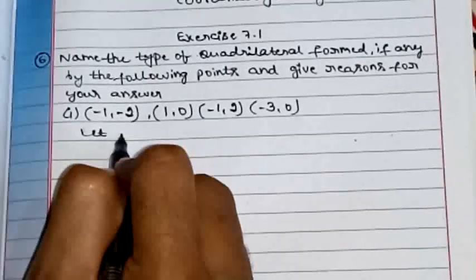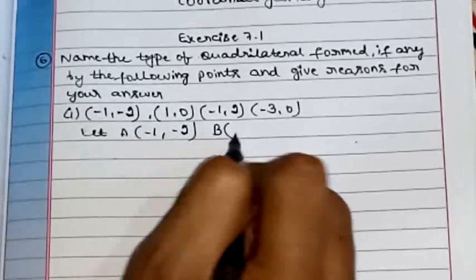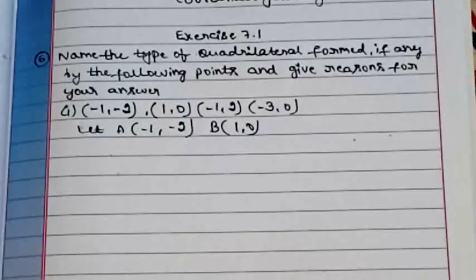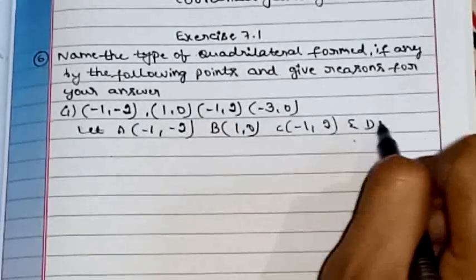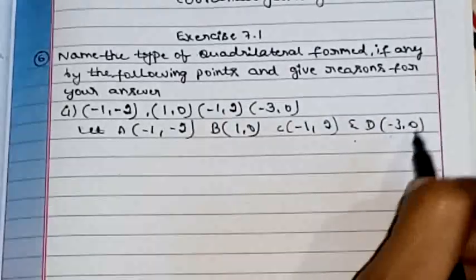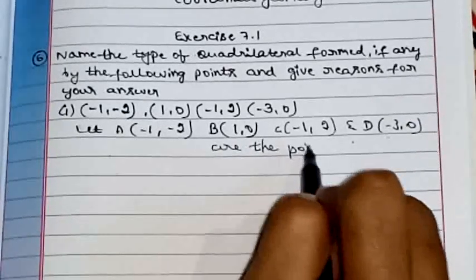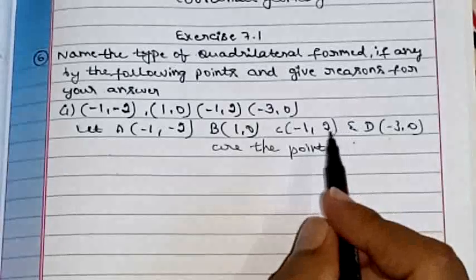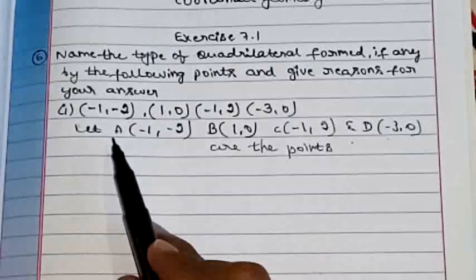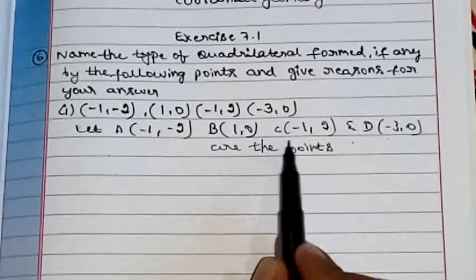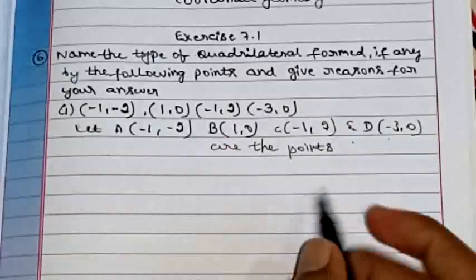let A of minus 1 comma minus 2 and B of 1 comma 0 and C of minus 1 comma 2 and D of minus 3 comma 0 are the points, right children? As usual I said, the same steps you used in the fifth problem, you need to use. You need to find the distance between AB, BC, afterwards CD, and afterwards DA.